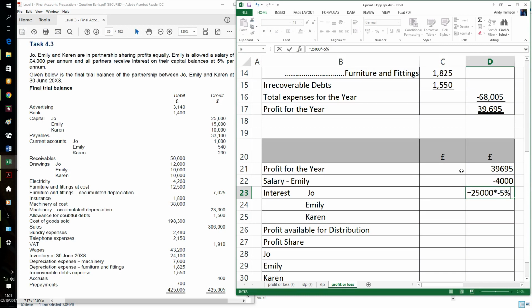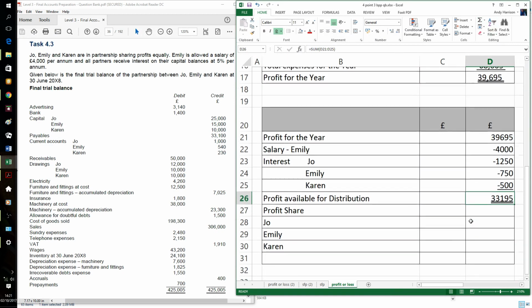So capital of 25,000 times 5%. I'll put a minus symbol, it could go before the 25,000 because I want a minus figure. Could have done it this way around as well. Emily's capital is 15,000, so she gets less. And Karen only has 10,000 capital, so she gets less interest on the capital. Good example of why you give this out, because the partner with most money invested in the business gets a little bit more return.